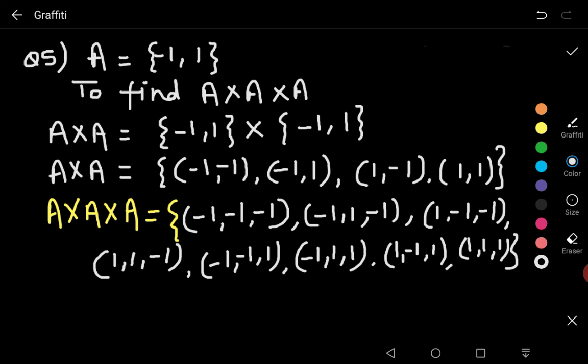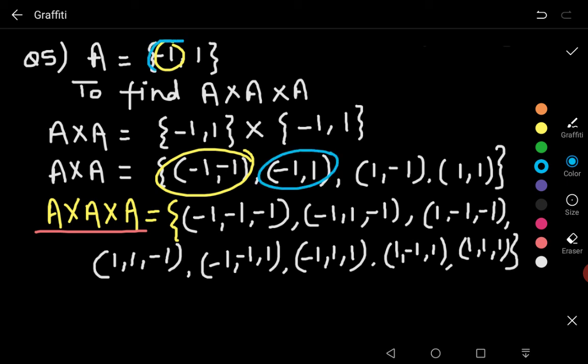Okay, you have to treat this ordered pair like one element, and then along with that, suppose you are taking this as a first element, then you are taking it with -1, then you have to take the next one, you have to take again this element. So you have to take the first element one by one with all four, then the second element with all four, right? So this was our question number 5.